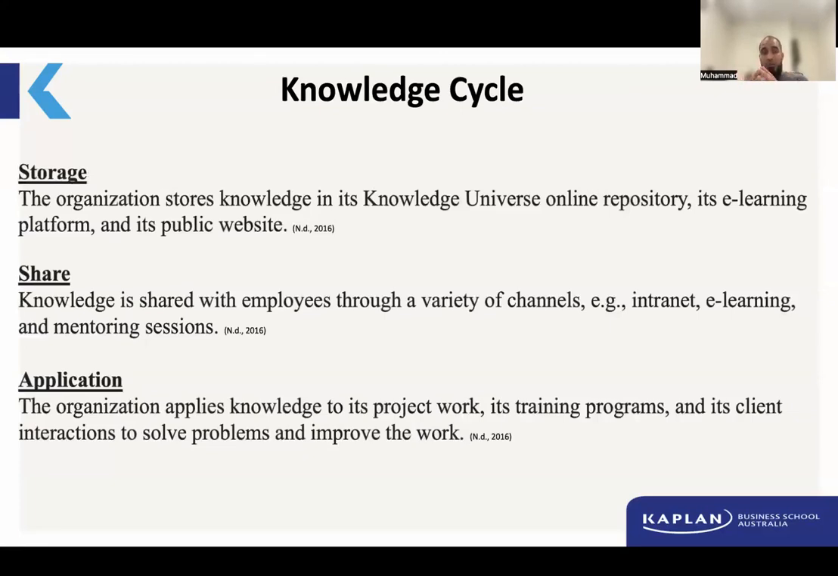Then there is storage. The organization stores knowledge in its Knowledge Universe online repository, its e-learning platform, and its public website. Then coming to share, the knowledge is shared with employees through a variety of channels, for instance, intranet, e-learning, and mentoring sessions. Now coming to application, the organization applies knowledge to its project work, its training programs, and its client interactions to solve problems and improve the work.